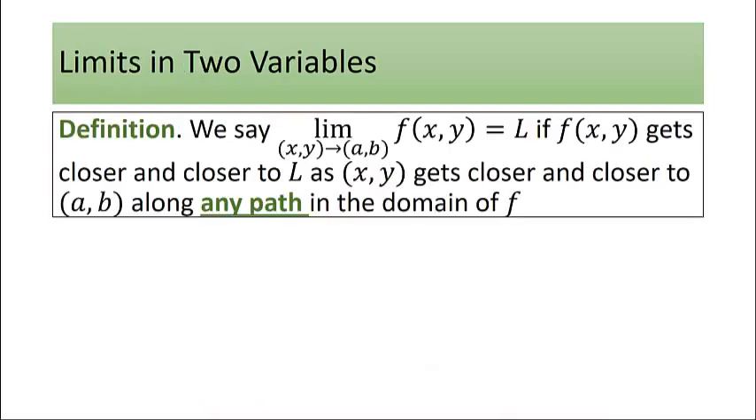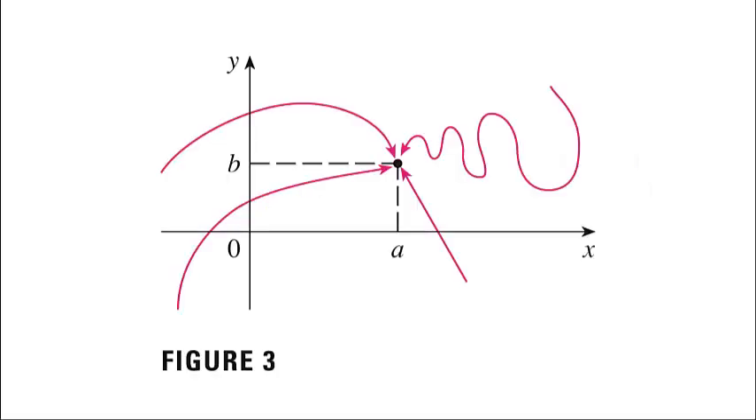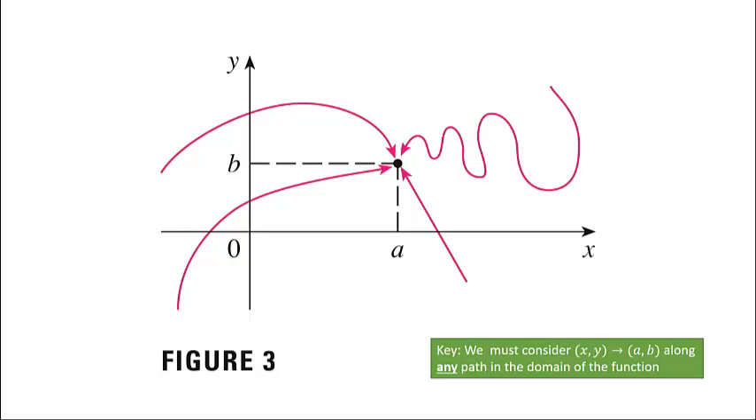All right, so what about in two variables? Well, we're going to say that the limit as (x, y) approaches the point (a, b) of the function f(x, y) is equal to the number L if our function f(x, y) is getting closer and closer to the number L as (x, y) gets closer and closer to the point (a, b) along any path in the domain of f. The key here, here's a picture of our domain. We've got to consider how the ordered pair (x, y) can approach the point (a, b) along any possible path in the domain.